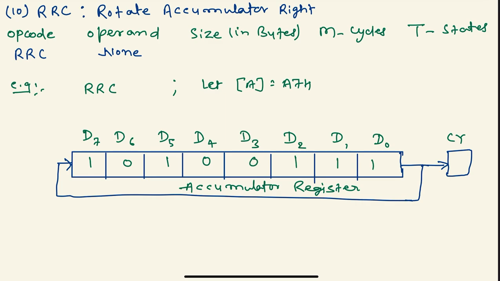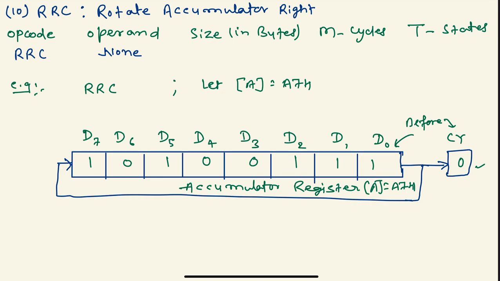Now as per the structure drawn here, you will see that the D0 bit, the D7 bit, as well as the carry bit are going to be modified. Before execution of this instruction, let's say the carry flag is 0. This is the data we have taken. Before execution of this instruction, we are assuming the accumulator register content is A7H, and the carry flag is initially reset as 0.